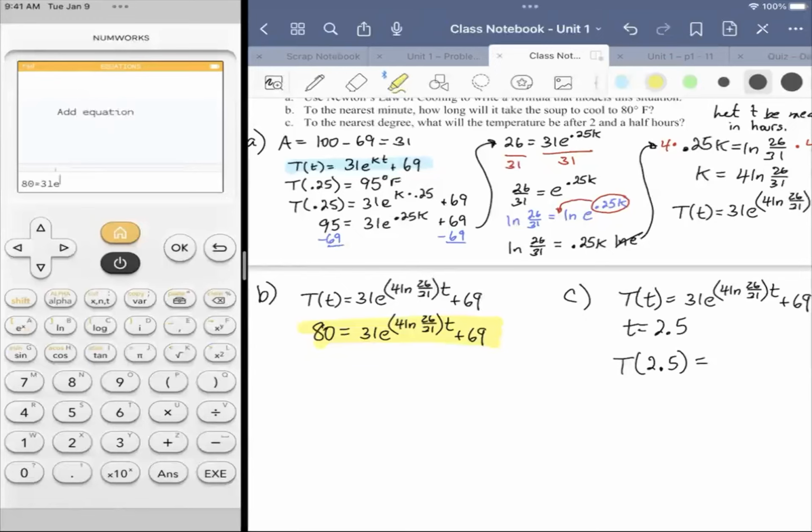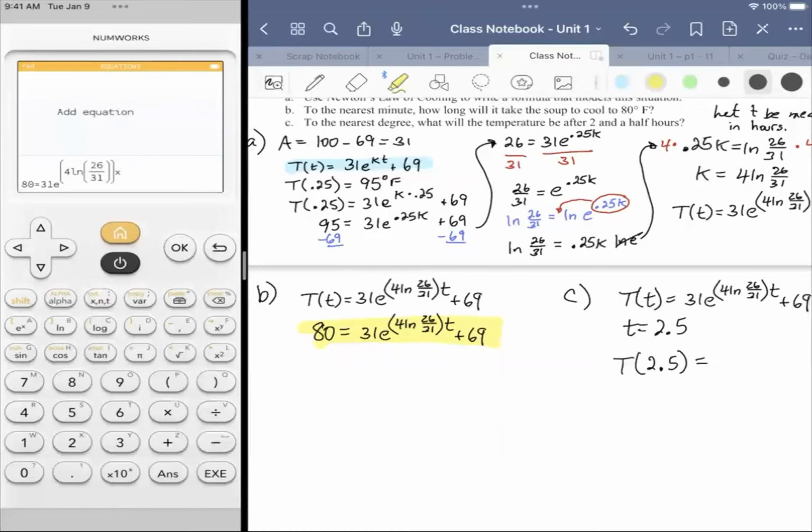I'm going to type in 4 ln of 26 over 31 t. It takes a little doing, but parentheses, 4 ln 26 over 31. Close it up. Now, it says t. I could use t or I could use an x. It doesn't make a difference. Since it's more convenient to hit x, I'm going to do that.